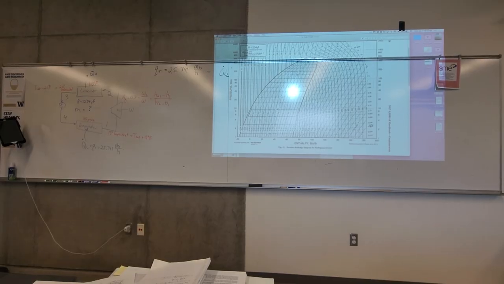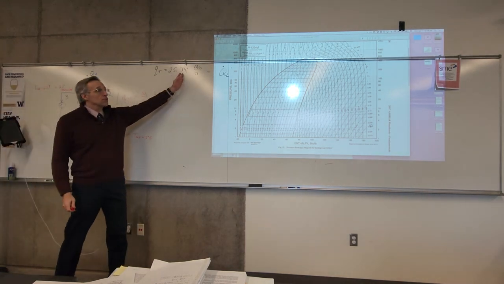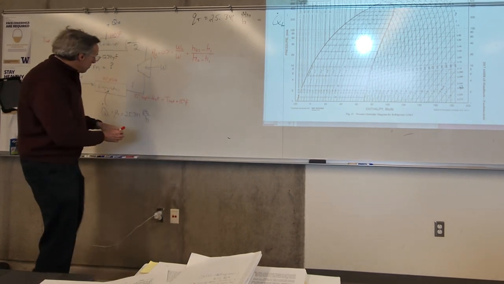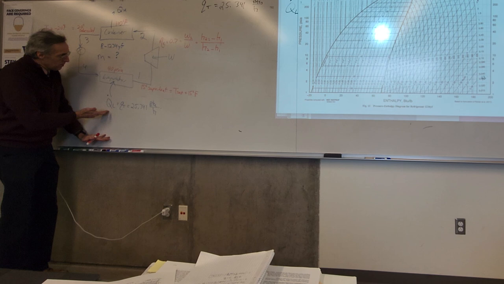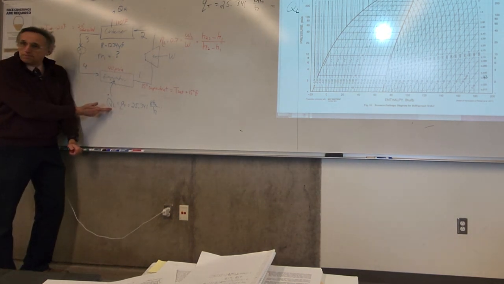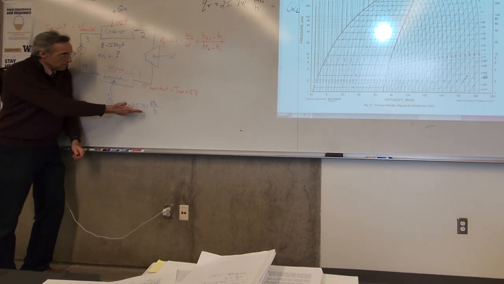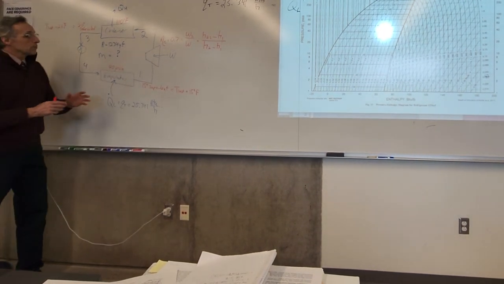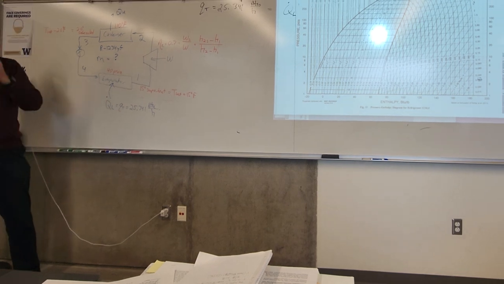Let's design the refrigeration process for our car air conditioner. So here's what we have. We've determined that we need 25,351 BTU per hour of cooling, total cooling. So that is going to be absorbed by our refrigerant in the evaporator. So that's our QL, 25,341 BTU per hour.